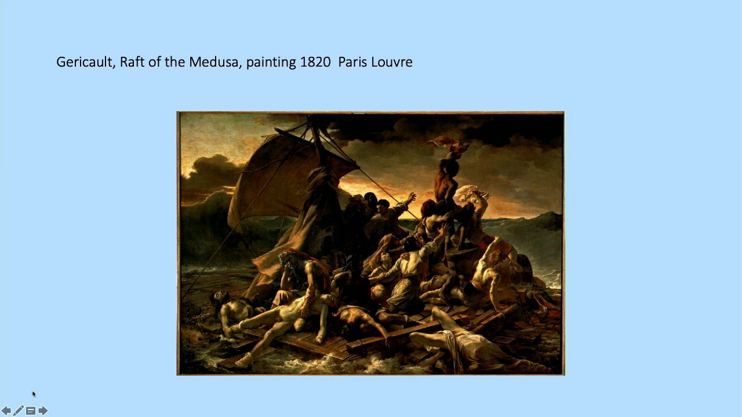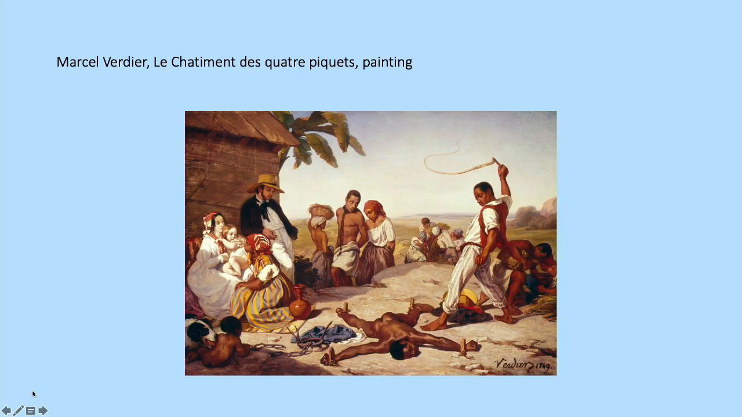There you've got a black figure at the top and others on the raft. Black figures dying or suffering are shown among others on the raft, while a black figure sights the rescuing ship and signals to it. In openly anti-slavery paintings, the brutality of slavery is expressed in Marcel Verdier's Le Châtiment des Quatre Piquets by the whipping of a fully outstretched human body.